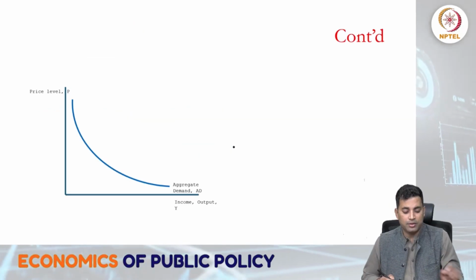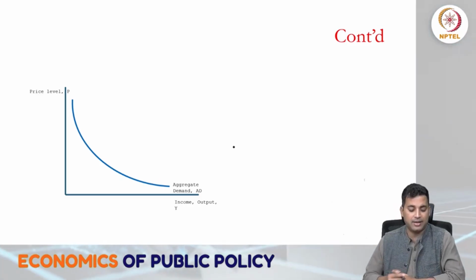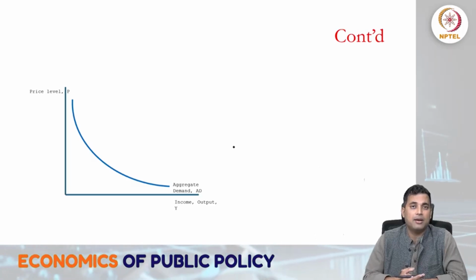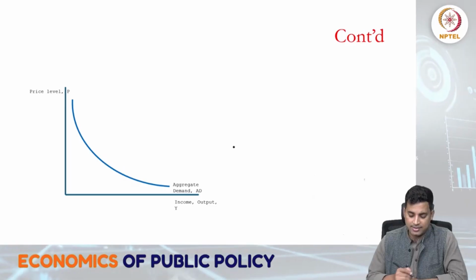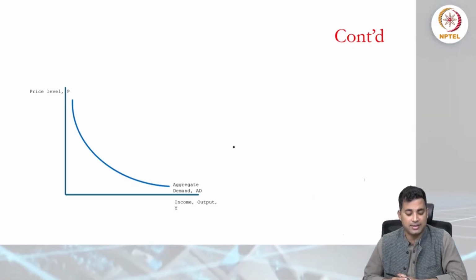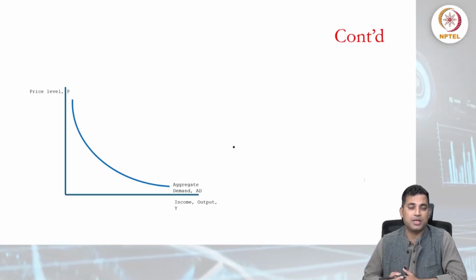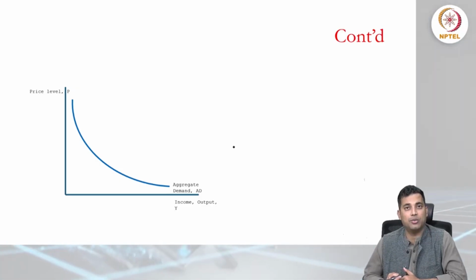To move on, graphically, the aggregate price level P is measured along the vertical axis, and income or output Y is measured along the horizontal axis. When we say these two have a functional relationship that we are trying to understand, aggregate demand is basically downward sloping.